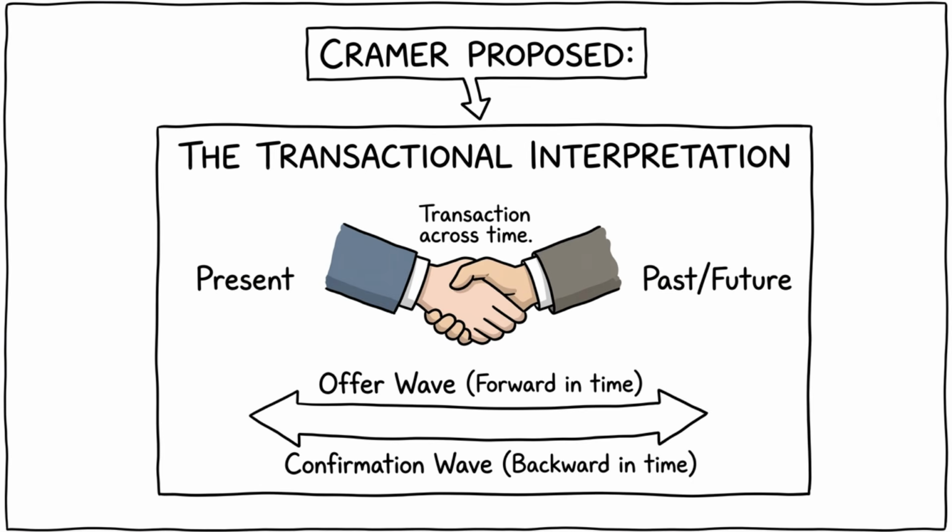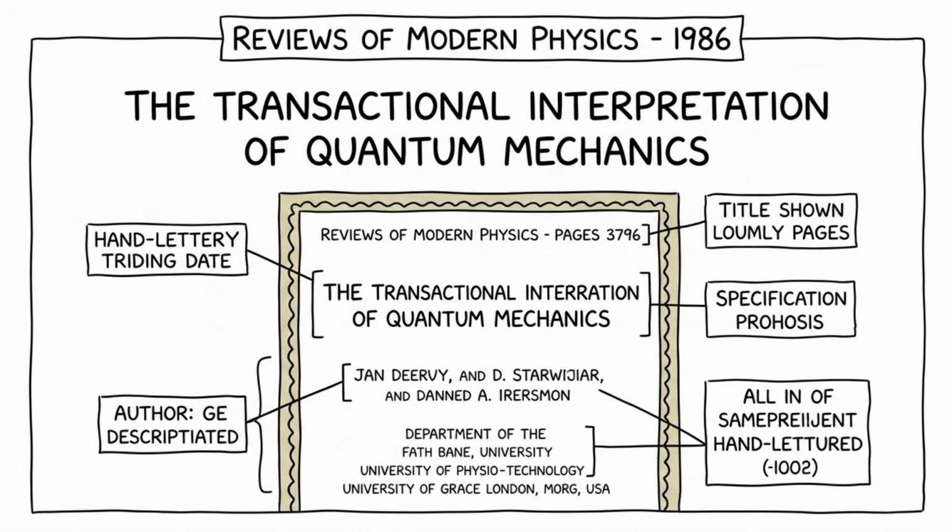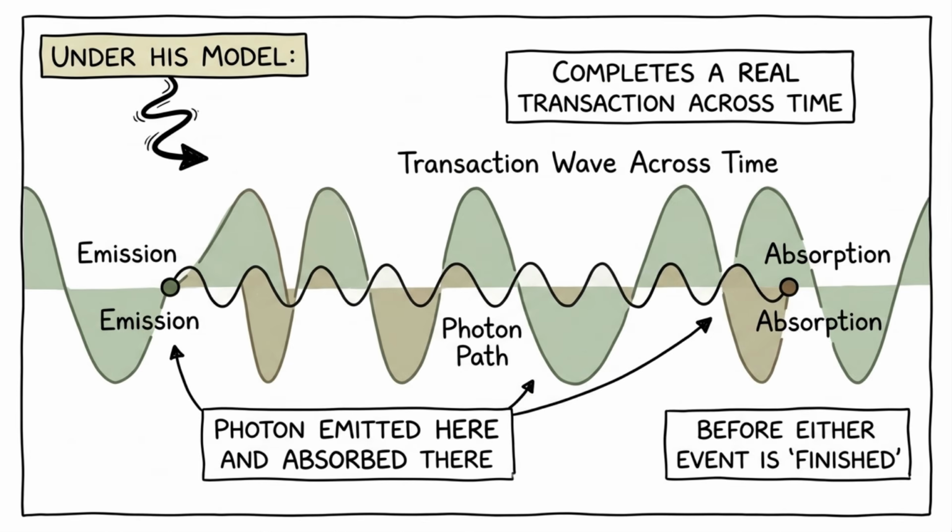Cramer proposed the transactional interpretation. In it, the future measurement genuinely participates in determining the outcome, not as metaphor, but as a physical handshake between past and future. Cramer published The Transactional Interpretation of Quantum Mechanics in Reviews of Modern Physics in 1986. Under his model, a photon emitted here and absorbed there completes a real transaction across time, not merely across space, before either event is finished.